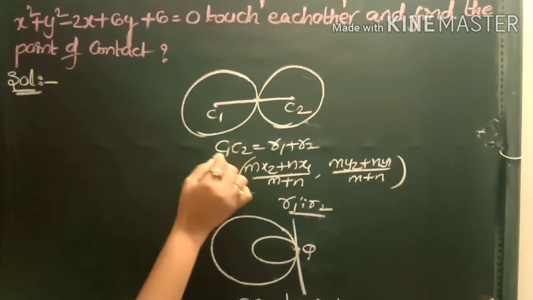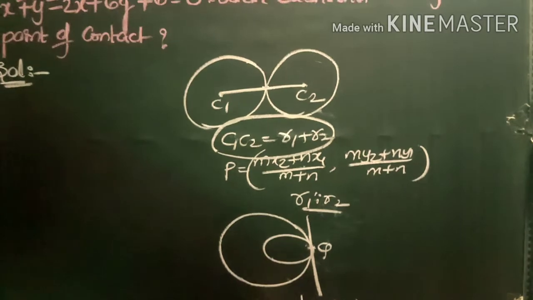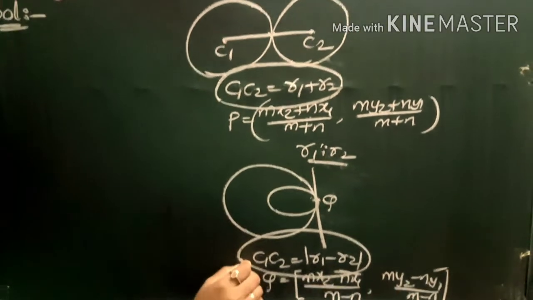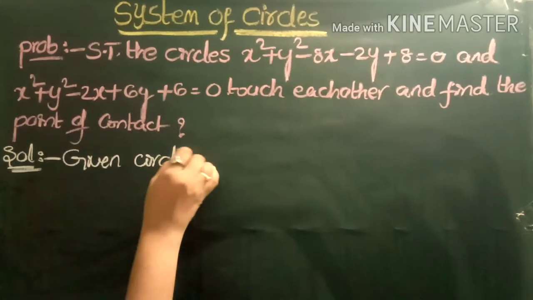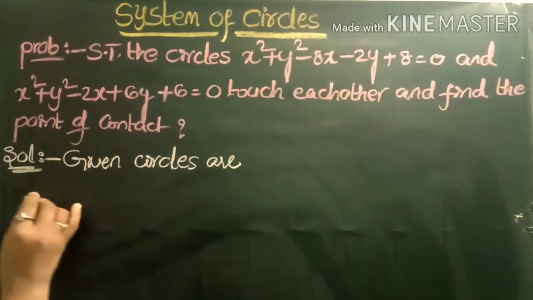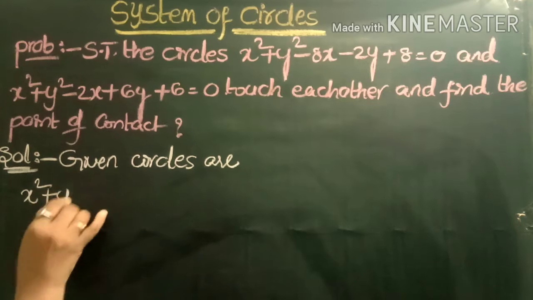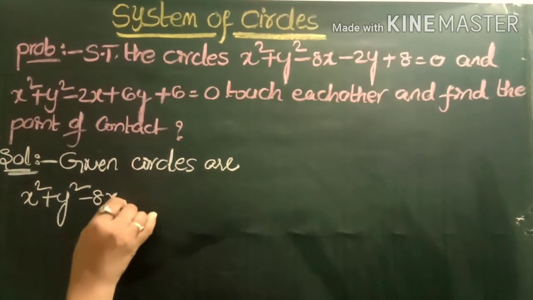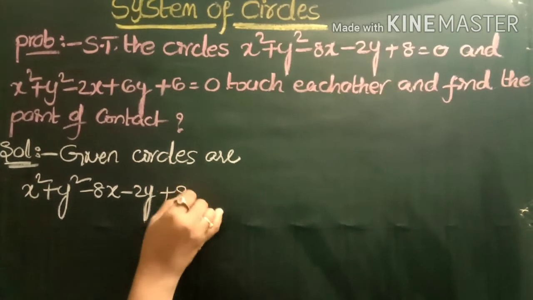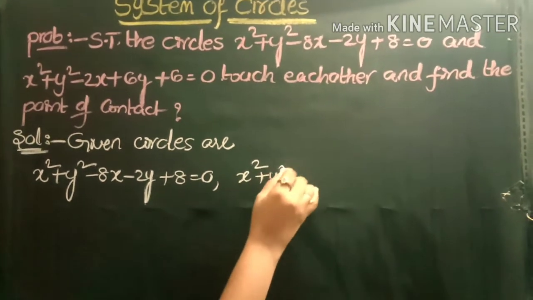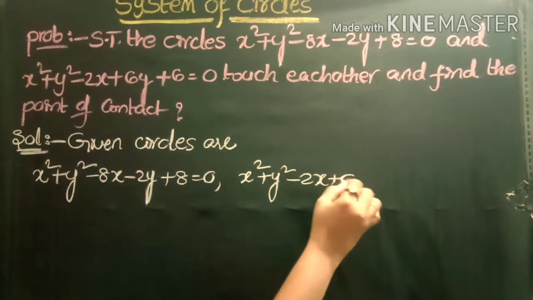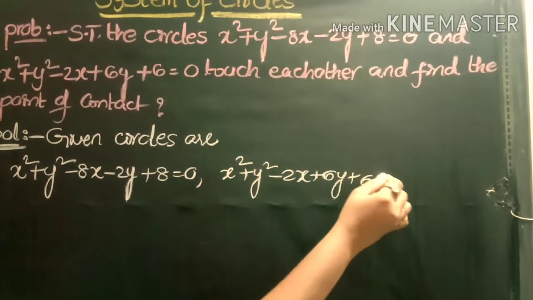Circles touch each other means we have to show that either C1C2 = R1 + R2 or C1C2 = |R1 - R2|. Now check one of the conditions. So here the given circles are: the first circle is x² + y² - 8x - 2y + 8 = 0, and the second circle is x² + y² - 2x + 6y + 6 = 0.